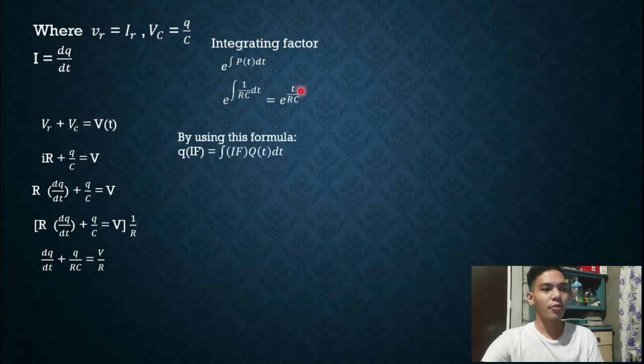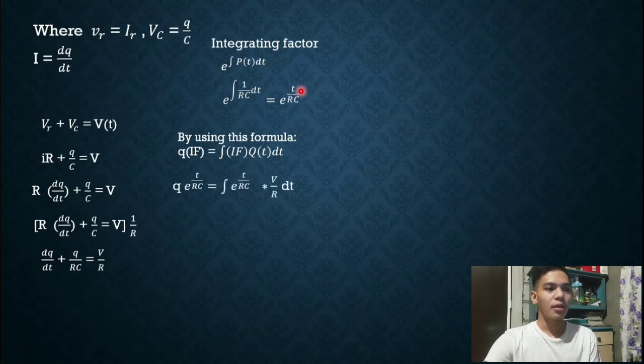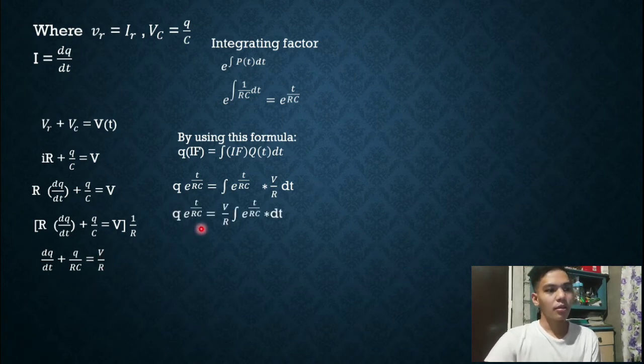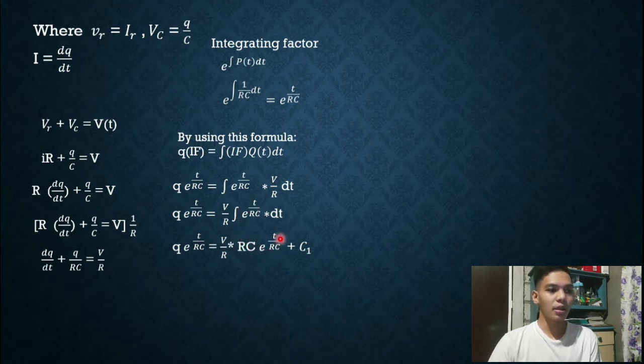Now we proceed to the formula: Q times the integrating factor equals the integral of the integrating factor times Q(t) dt. We substitute all the values present here. This is the Q(t). Then we put the V over R here because it is a constant present in this equation. Now, we are going to integrate this. This will result in RC e raised to t over RC, and because we integrate, we just have to add an arbitrary constant C.